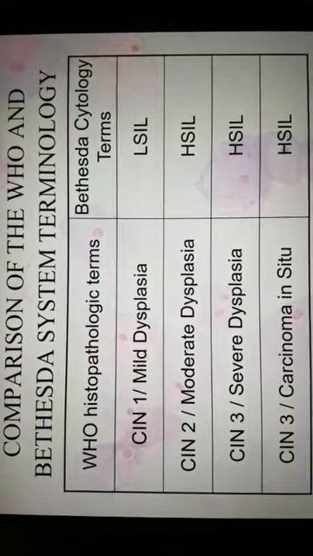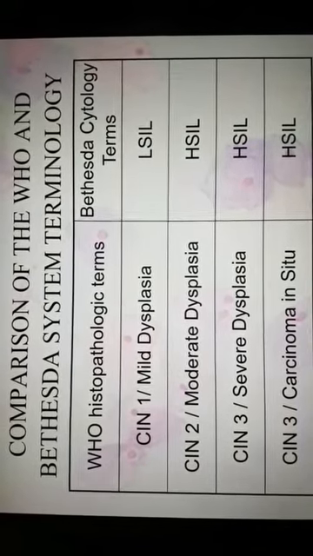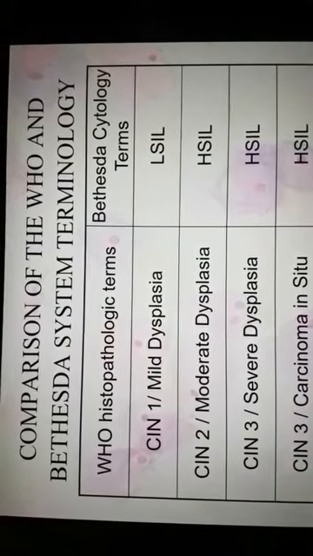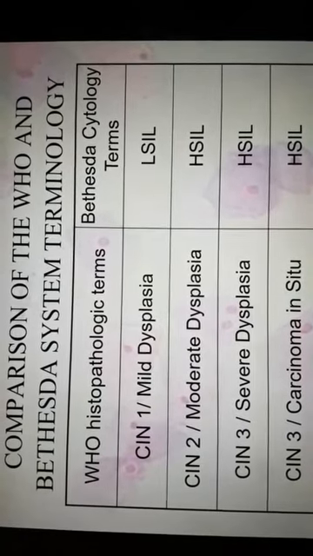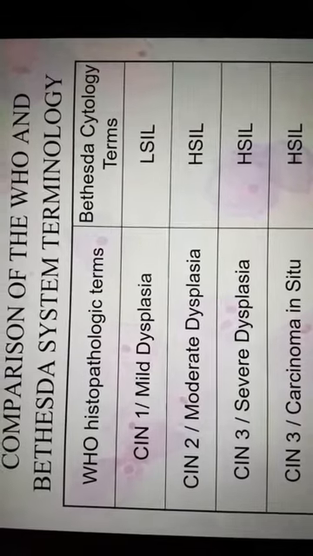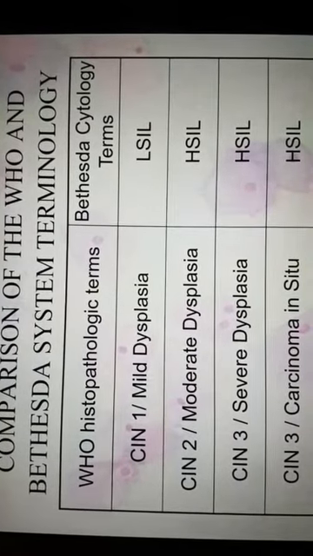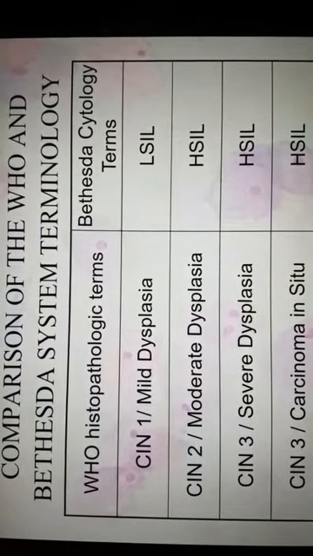As you notice here in the last column, CIN3 is equal to carcinoma in situ. In the past, we used to say there is a grade between CIN3 and carcinoma in situ, but not anymore. When you talk about it, it's all the same. We call it severe dysplasia if it's CIN3 or carcinoma in situ. We call it mild when it's CIN1 or moderate when it's CIN2.